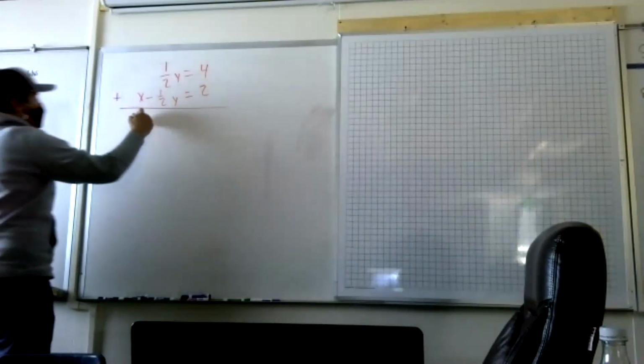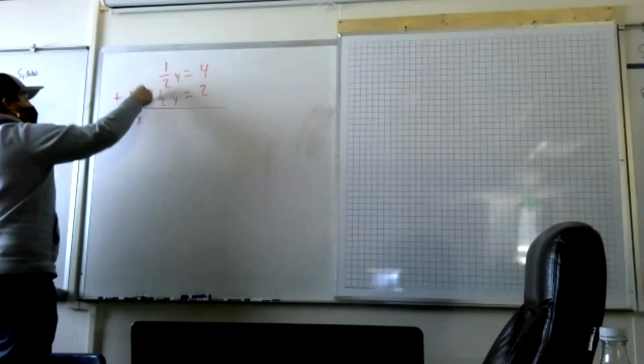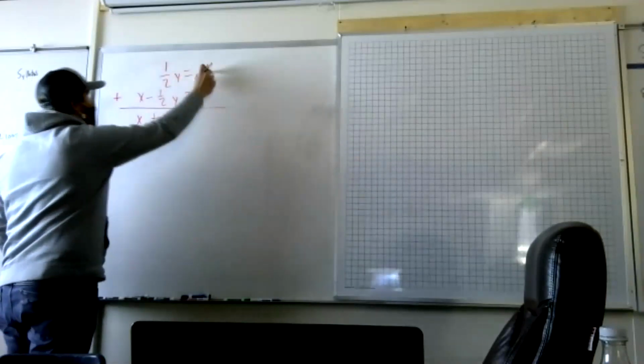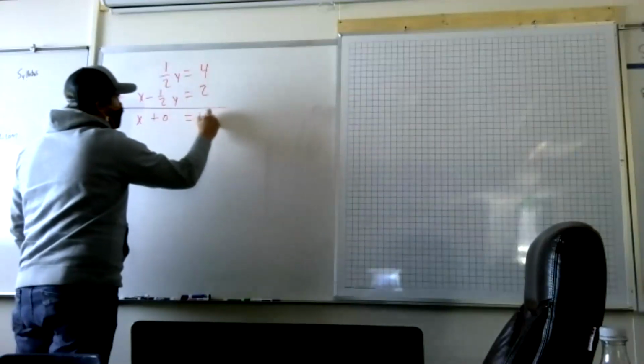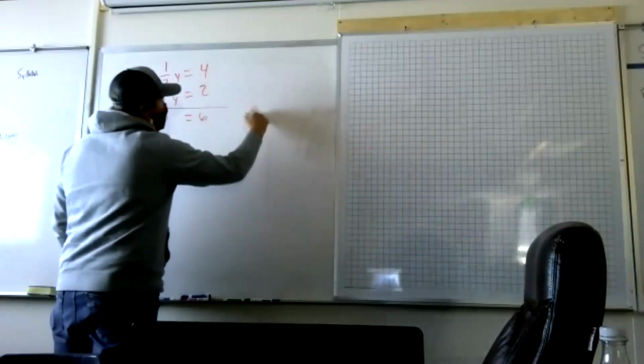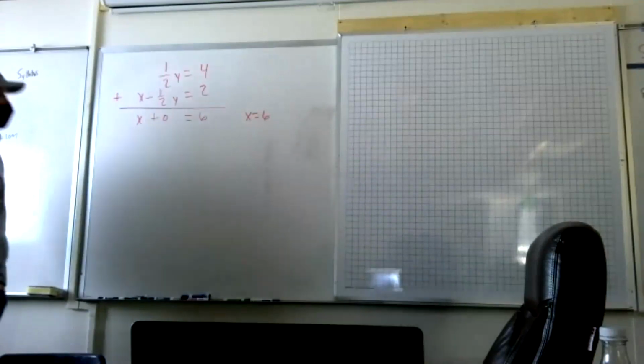0 plus x just gives me x. 1/2 y plus a negative 1/2 y is going to bring me back to 0. 4 plus 2 is going to give me 6. X plus 0 is equal to 6. Therefore, x must be 6. Okay, that's the elimination method.